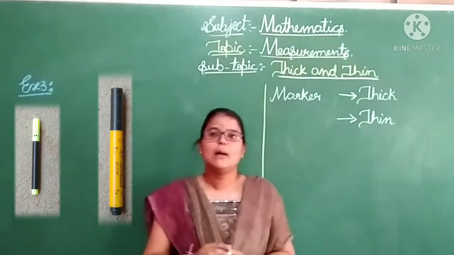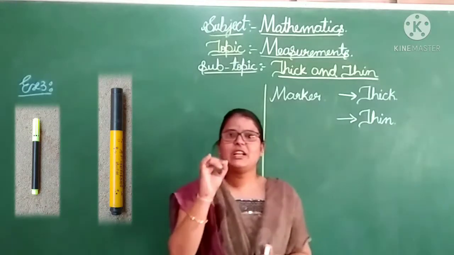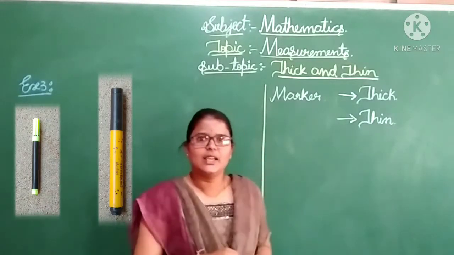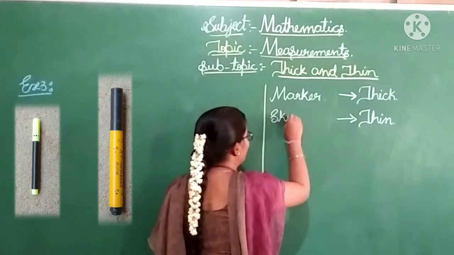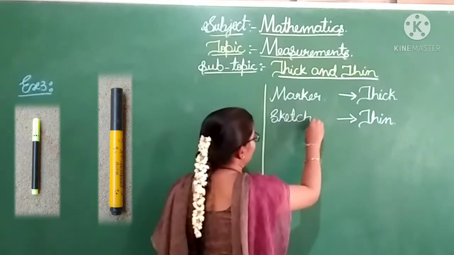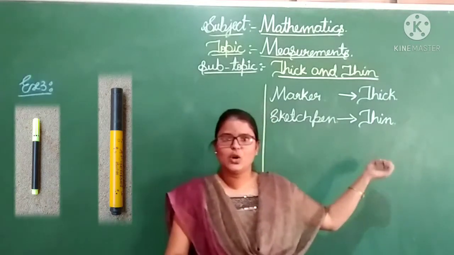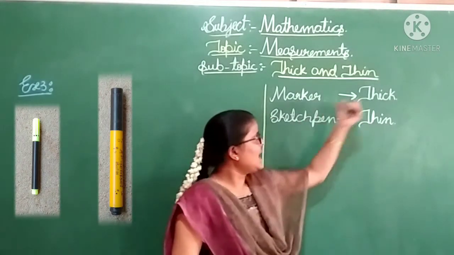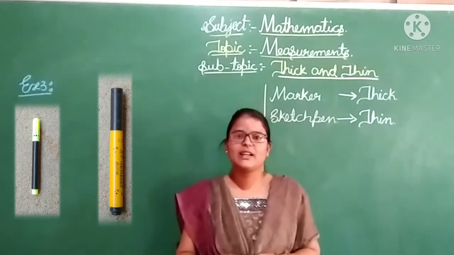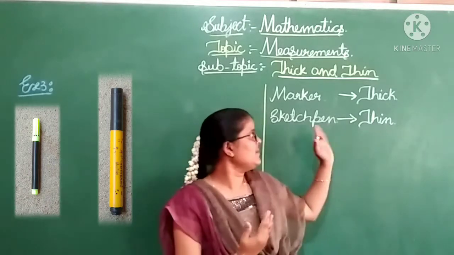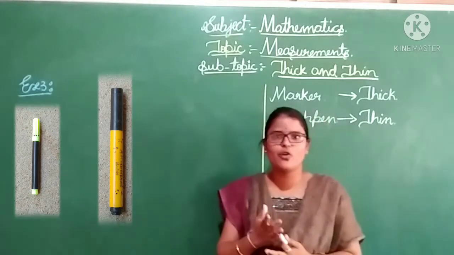Now you came to know that marker will write this much thick. Pencil or your sketch pen will write very thin. Yes, compare that too. Sketch pen is thin, okay? Sketch pen writes thin and marker writes thick. Now you came to know that, right? Yes, marker will write very thick compared to the sketch pen. Next, let us move on to example number 4.